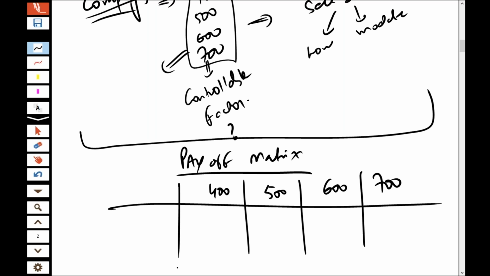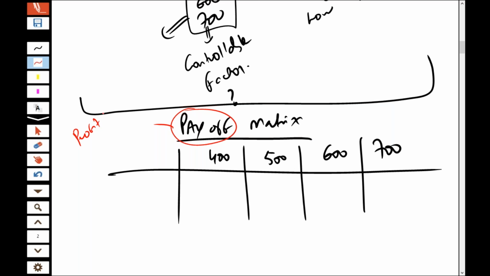Now, what next is there? You'll prepare a payoff matrix. The payoff actually means the profit or loss of an outcome. And the sales are expected to be low, the sales are expected to be moderate, the sales are expected to be high. If 400 units are going to be manufactured, let's say we have got a profitability situation like this.